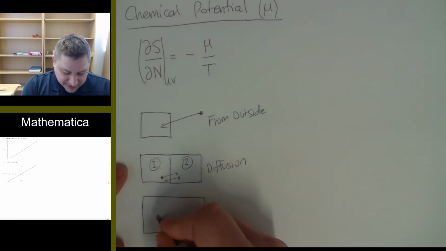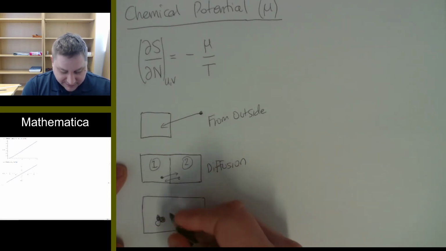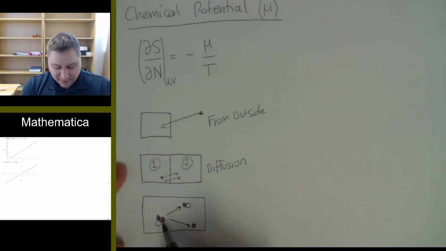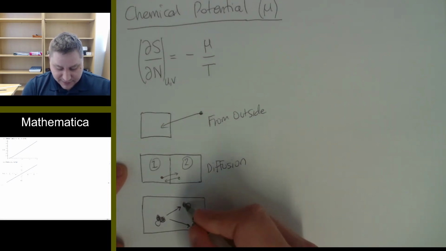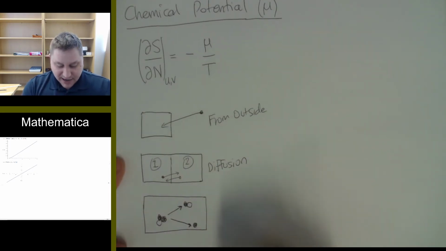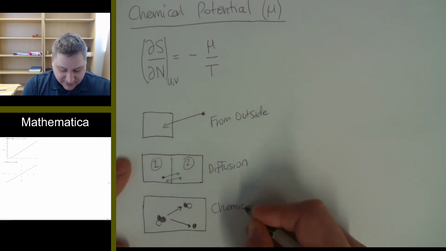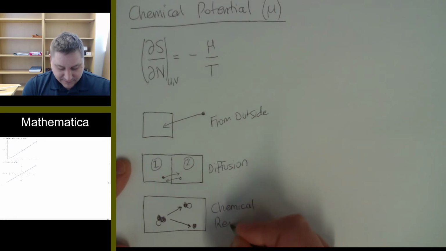The third option is to have our particles be created within the system at the expense of other particles being destroyed. And this is a process where we have some particles, they break up into other pieces, or they combine from smaller parts. Essentially, these are chemical reactions.